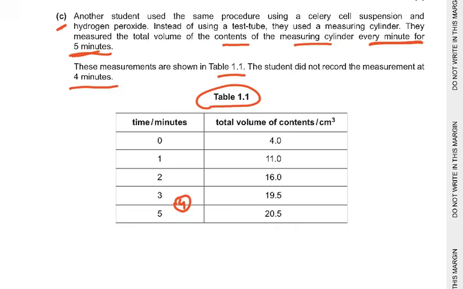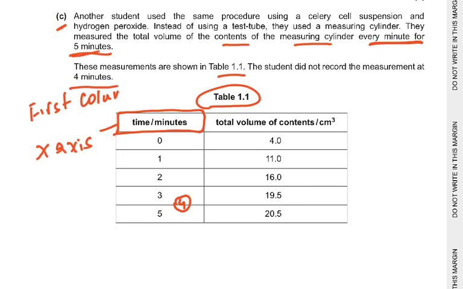So you go back here and you see what is written here. It says time and minutes. This goes on the x-axis. This is always the rule. This is the independent variable because you have decided to measure them every minute or for 5 minutes. So this is the first column.